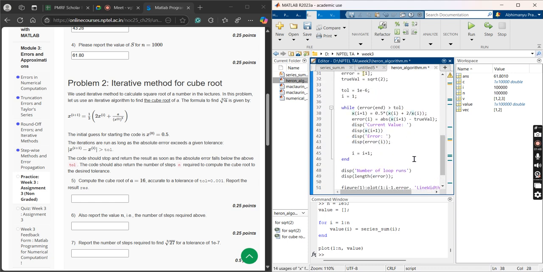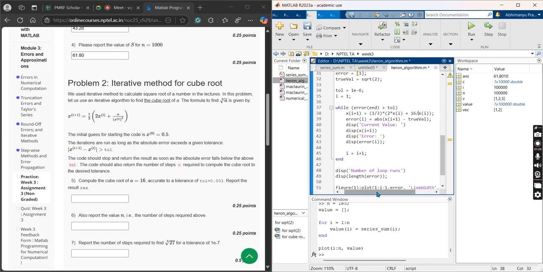So for the cube root of 2, we have 2 over here. This should be 1 by 3. This should be 2. So for cube root of 2, it should be 2 over here, and for cube root of 16, I should change this to 16. Now this should be whole square. So 1 by 3, 2 multiplied by x plus 16 divided by xi whole square.